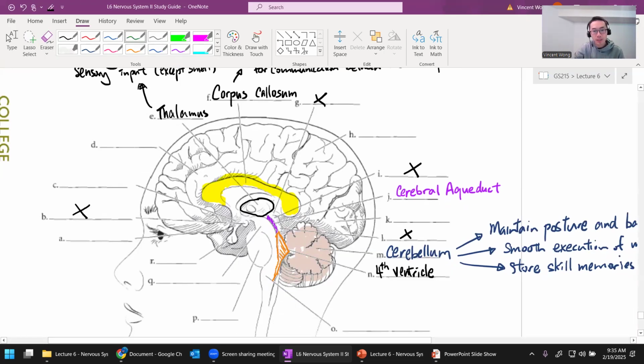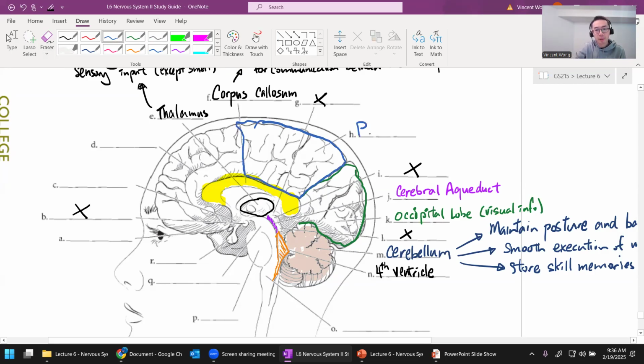Let's take a look at the lobes right here. Roughly, that would be the occipital lobe. This is for visual info. Occipital lobe. Okay, roughly there.